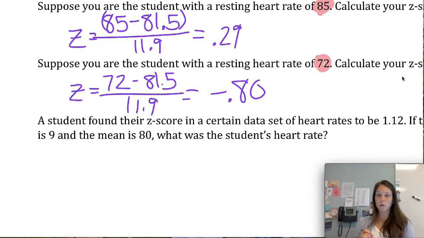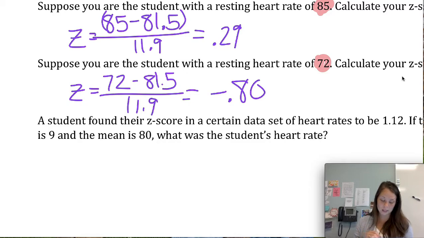All right, so the last one, and I know some of this is cut off on the video, but you should be able to have the notes in front of you. A student found their z-score in a certain data set of heart rates to be 1.12. If the standard deviation of the data set is 9 and the mean is 80, what is the student's heart rate? So a couple of things to note.